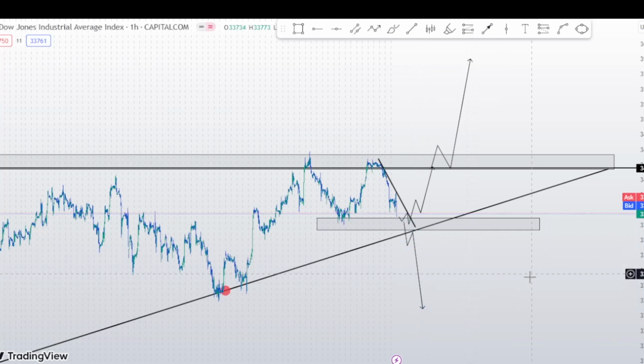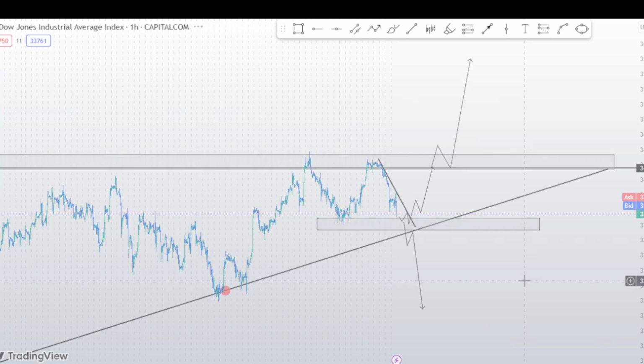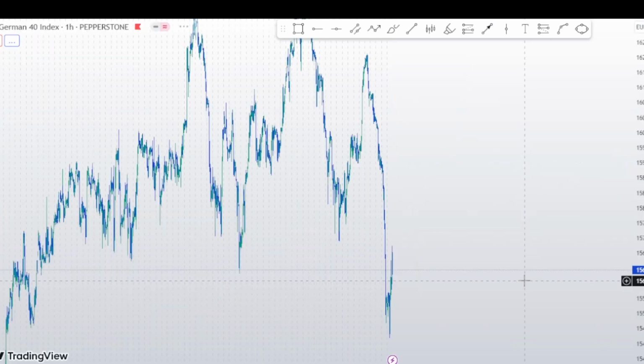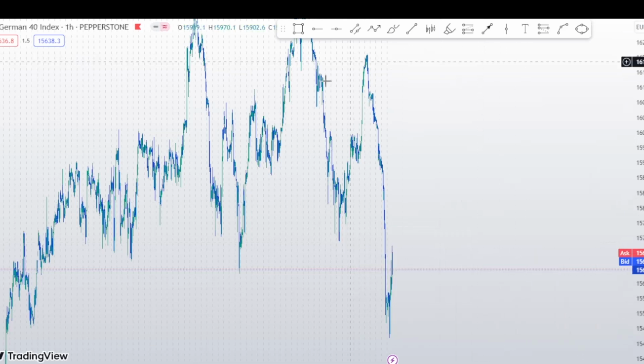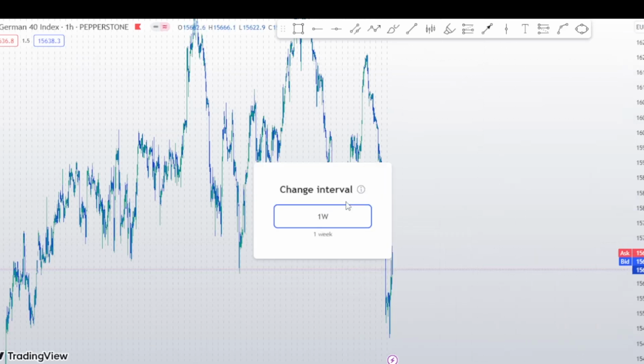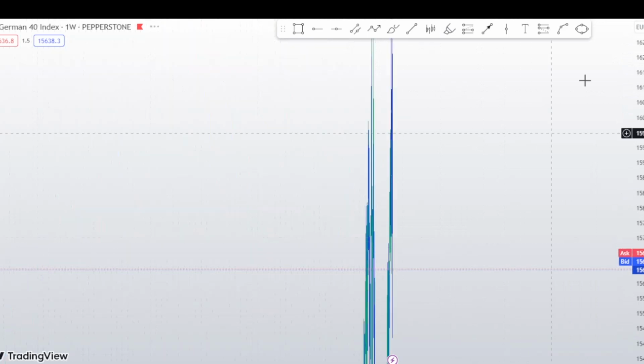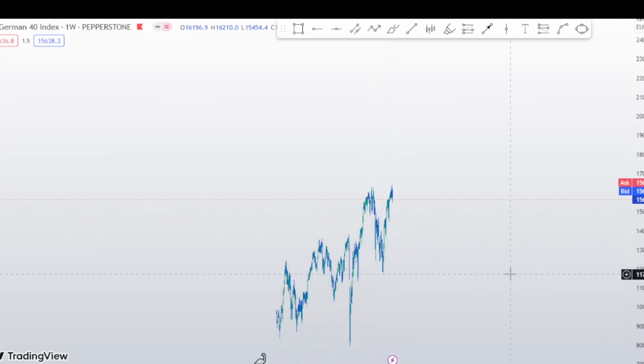So we're going to move on to the third index, which is going to be GERMAN30, GERMAN40, which moved very nicely last week. Okay, I'm going to start on a higher time frame, as I did on those past two.